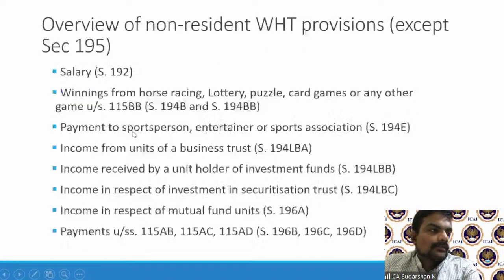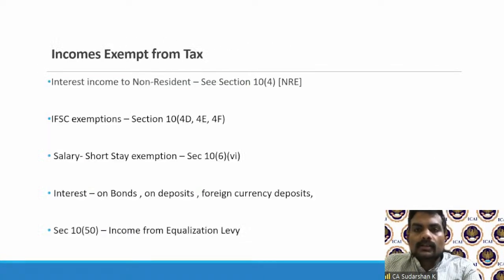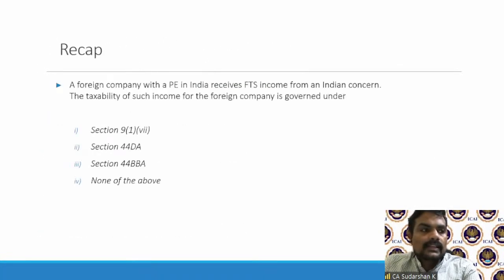So one needs to be extremely vigilant and cognizant of the fact that if a foreign company has a PE in India and it gets fees for technical services, then in such a scenario, section 44DA will attract. If there's no PE, it's straight away taxed under section 9(1)(vii), read with section 115A. So 115A stipulates the rate that governs fees for technical services, interest, royalty, etc.